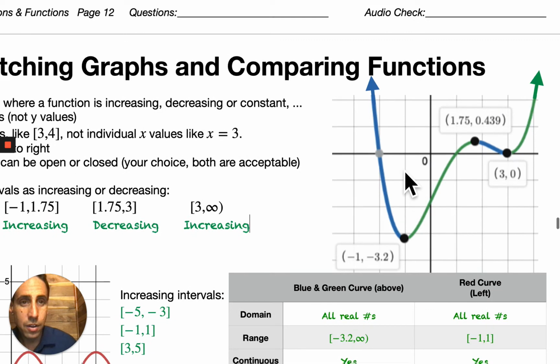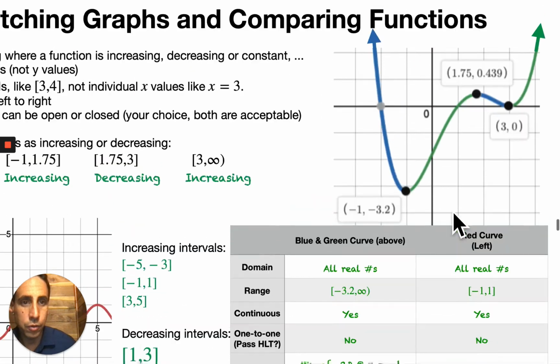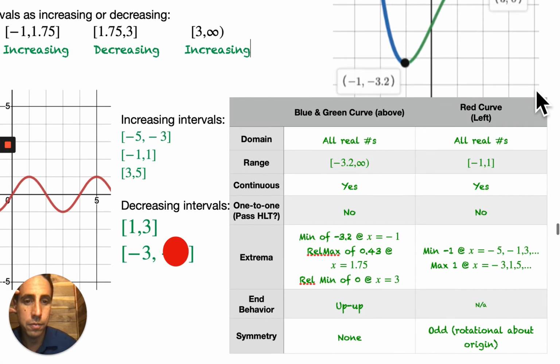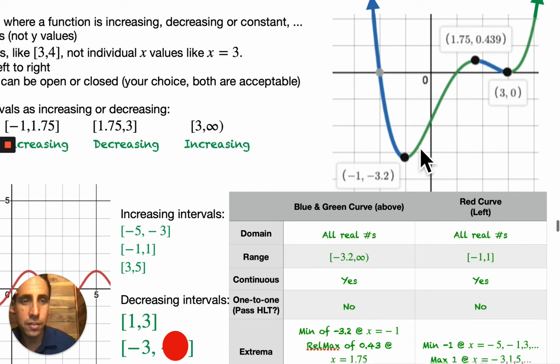The end behavior is up, up. Verbally, you could say as x approaches negative infinity, the y value approaches positive infinity. And as x approaches positive infinity here, the y value will approach positive infinity as well. Is there any symmetry? Nope, no symmetry on this.